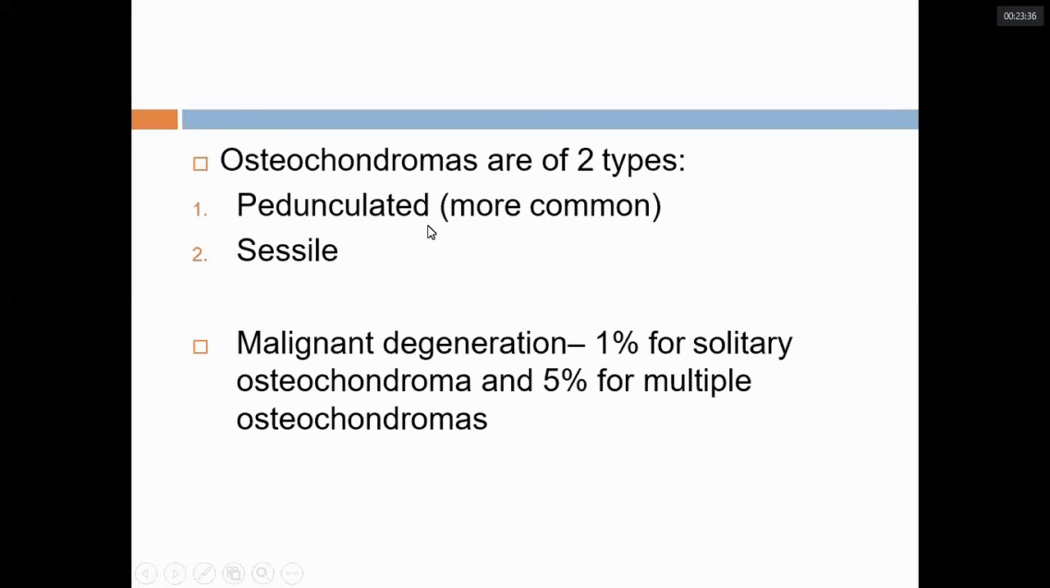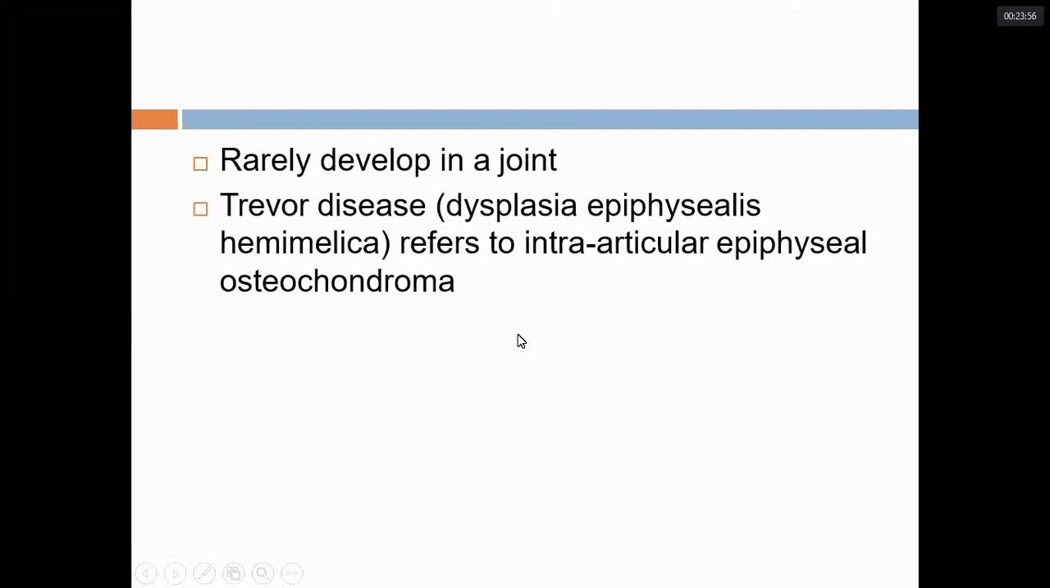Osteochondromas are of two types. They may be pedunculated or sessile, and malignant degeneration is sometimes reported, especially in patients with multiple osteochondromas. But malignant change is less common in hereditary osteochondroma. Osteochondroma rarely develops in the joint. There is a special disease called Trevor's disease, also known as dysplasia epiphysealis hemimelica, which has a special type of intra-articular epiphyseal osteochondroma. The osteochondroma develops inside the joint in this disease.